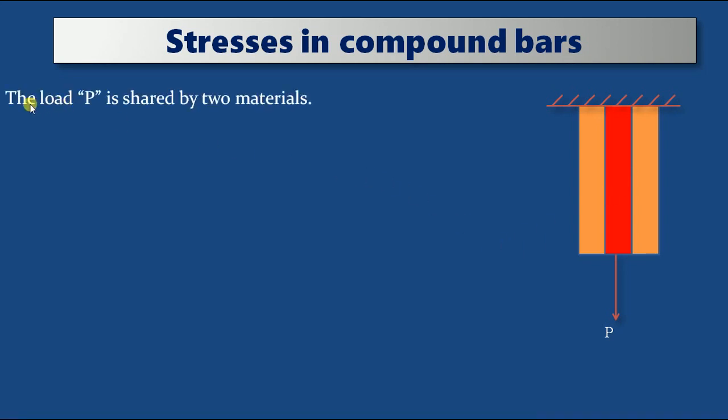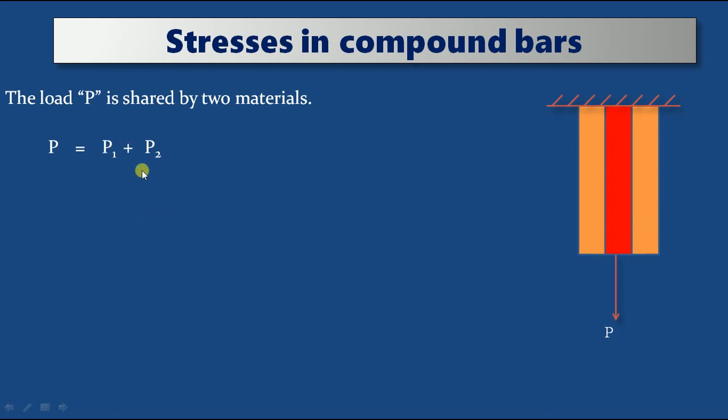The first condition is that the load P is shared by the two materials. Whatever load we are applying on the bar, this P force is shared by the two materials. If you assume P1 is the load acting on the first material and P2 is the load acting on the second material, which are shared loads from P, then P is equal to P1 plus P2, the load acting in one material plus the load acting in the second material. Like this, the load will be shared by the compound bar.